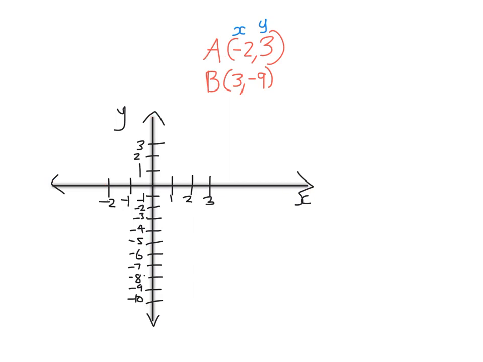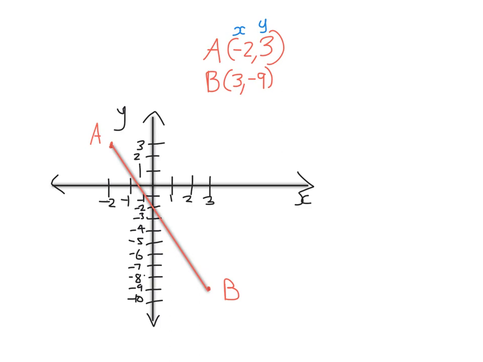So let's plot this point A. We go across to x is -2, up to y is 3, and we'll put a dot there. That will be point A. Then B is the point (3, -9). So we go across to 3 for the x value and down to -9 for the y value. If we join up these points, what we have is called a line segment. A line segment has a start and an end point, whereas a line goes forever in both directions. So this is a line segment.